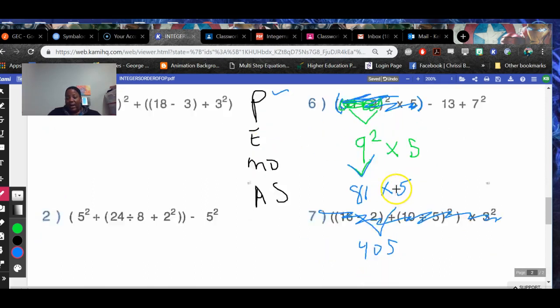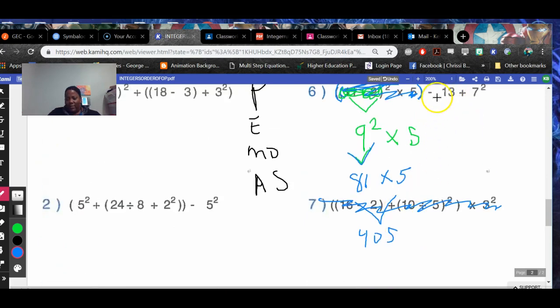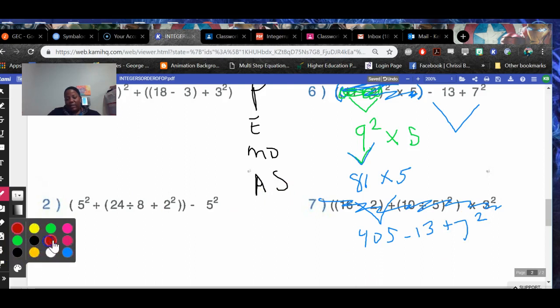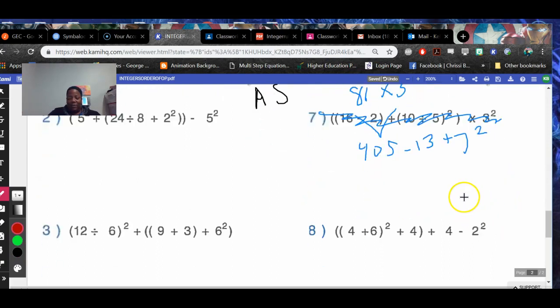Okay? So I'm going to go from 405, and I'm just going to bring the rest of this down. So I'm going to bring it right here, since this is where my problem is. There we go. And now, according to PEMDAS, what should I do next? There's no more parentheses. I check to see if there are exponents. I do have an exponent, right? And so remember, this is 7 times 7, not 7 times 2. And last time I checked, 7 times 7 is 49.